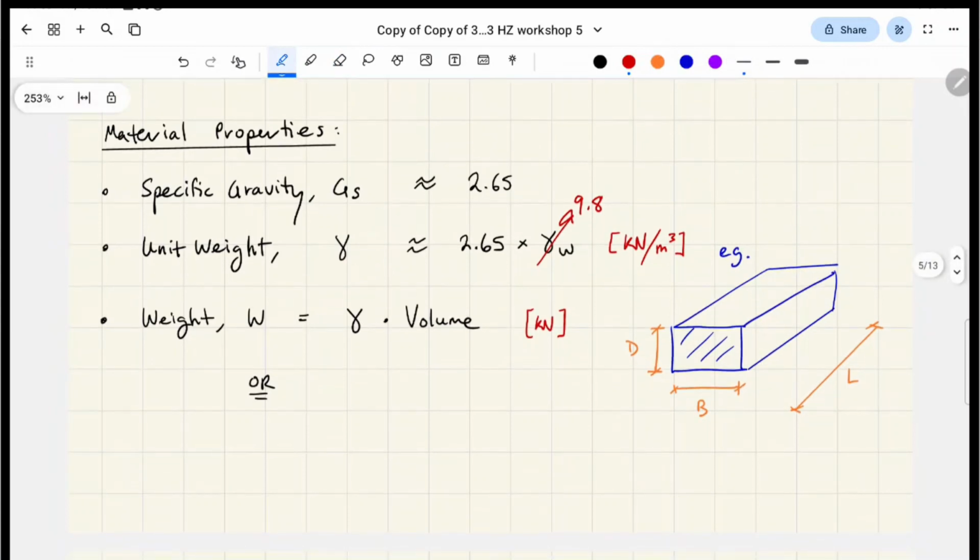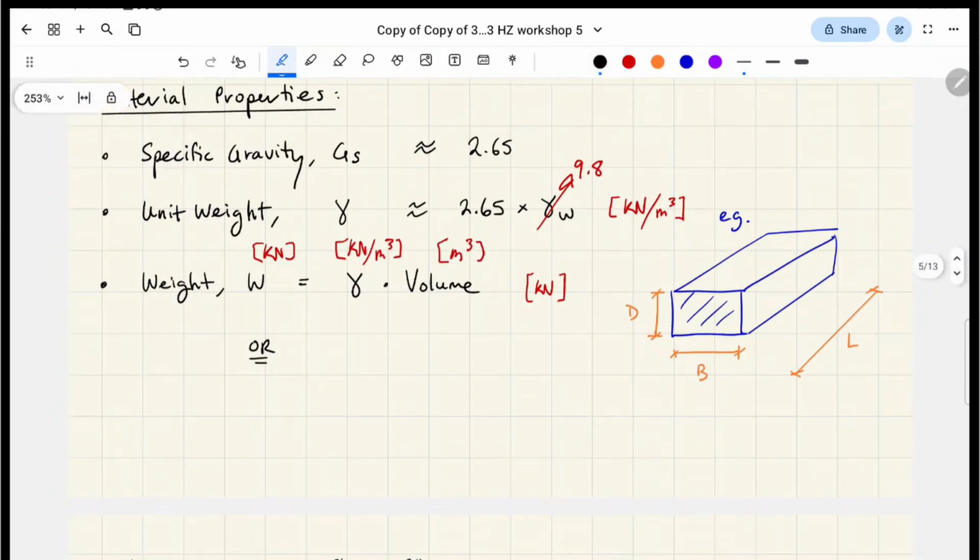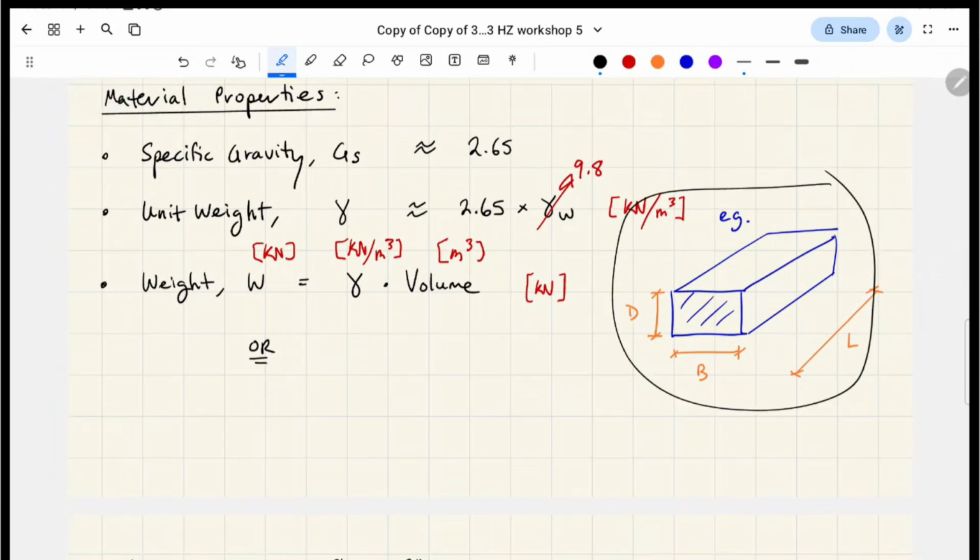Okay, let's talk about weight. Weight is going to be your unit weight multiplied by your volume, which makes sense because weight is in kilonewtons, unit weight is in kilonewtons per meter cubed, and volume is in meters cubed. Say we're looking at this rectangular prism on the right. That makes sense because we can multiply all the dimensions of that prism to get the volume.